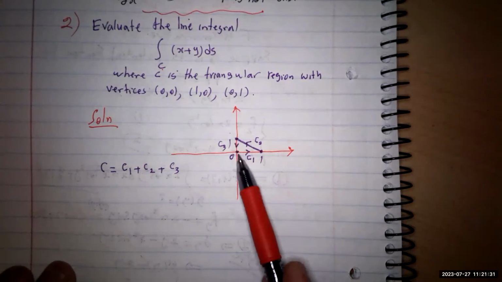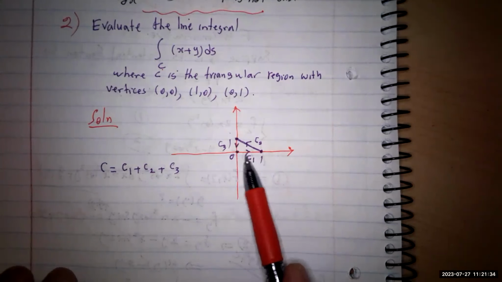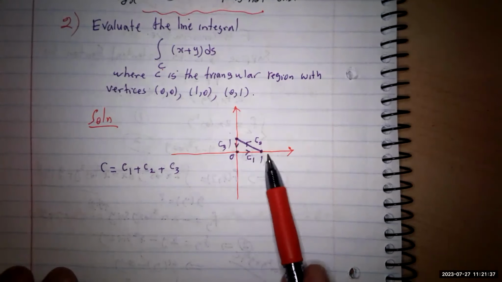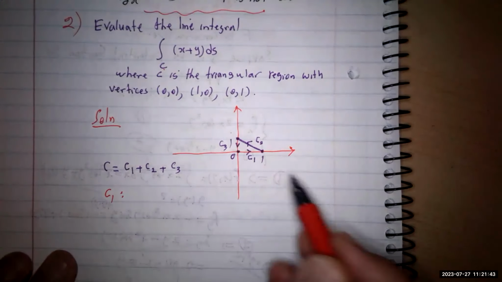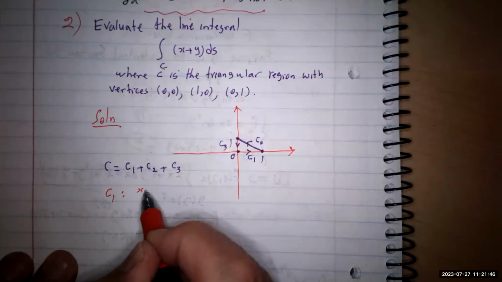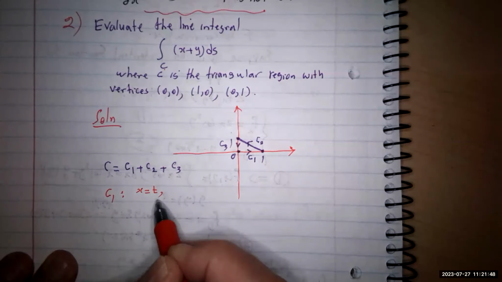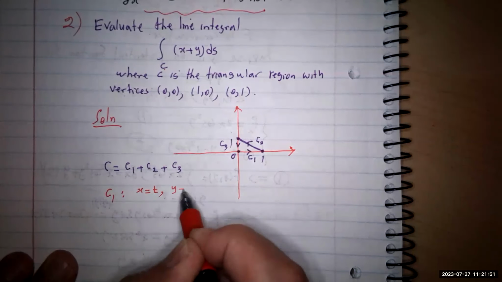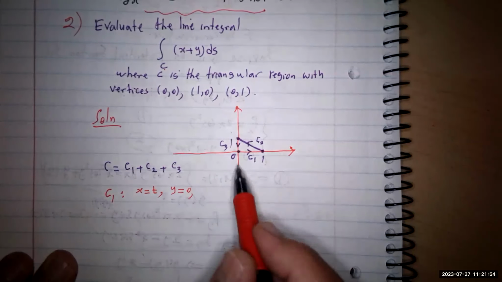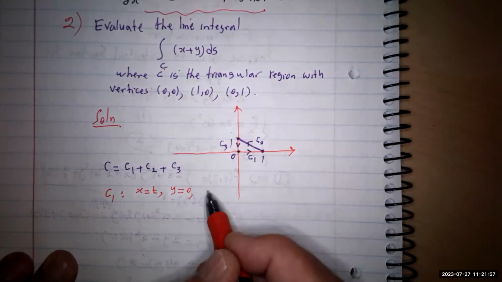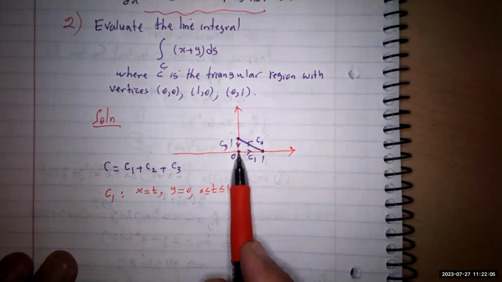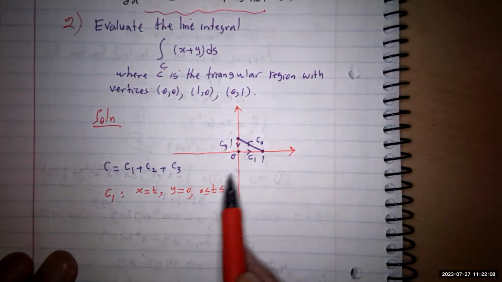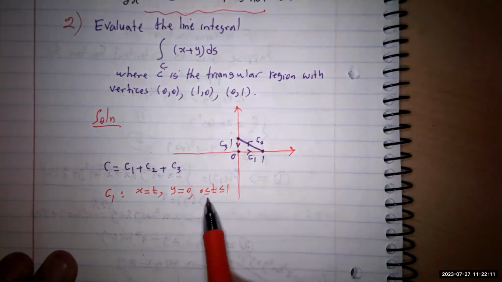For example, for this one, you see x increasing from 0 to 1, and y is constant. So for the C1 curve, x is going to be equal to t, because it's changing. y is fixed, equal to 0. Then you have to pick t so that it gives you the initial point and the terminal point. So t is between 0 and 1. If you put t equal to 0, that gives you (0, 0). If you put t equal to 1, that gives you (1, 0). So that would be C1.